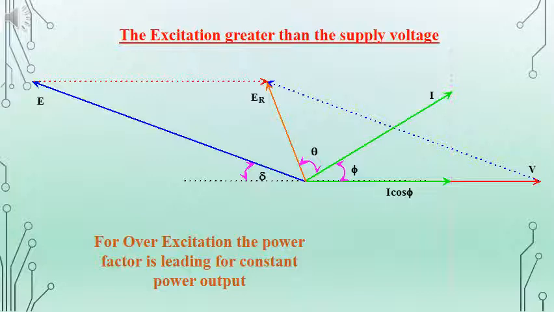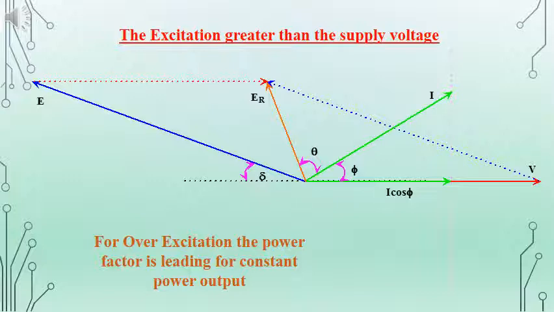We find out ER, the resultant voltage of E and V, and with the same angle theta, with a lagging angle, I is drawn and the angle between V and I is given as phi, the power factor, and we can see the power factor is leading one and I cos phi is kept constant. And we can find, comparing with the previous case, that is the normal excitation condition or UPF condition, the magnitude of I is increased.